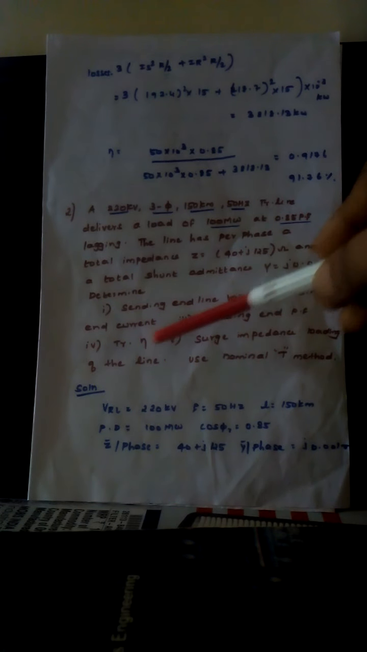A 220 kV 3-phase 150 km 50 Hz transmission line delivers a load of 100 megawatt at 0.85 power factor lagging. The line has per phase a total impedance of Z equal to 40 plus j125 ohm and total shunt admittance Y equal to j0.001 mho. Determine the sending end line voltage, sending end current, sending end power factor, transmission efficiency and surge impedance loading of the line. Use nominal T method.